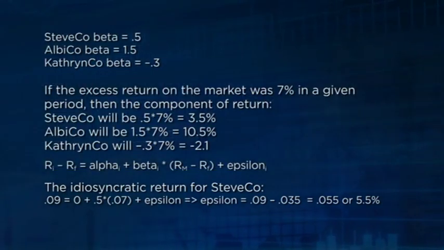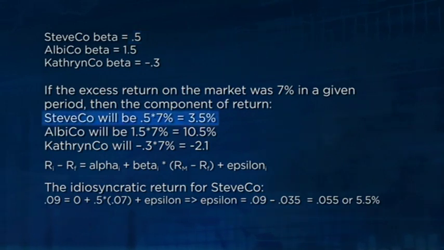Thus, given the beta of 0.5, it must have been the case that there was a lot of good idiosyncratic news on Steve Co. The market being up was good news for Steve Co., but there must have been some extra good news specific to Steve Co.'s business that boosted the return over 3.5% due to the market being up.